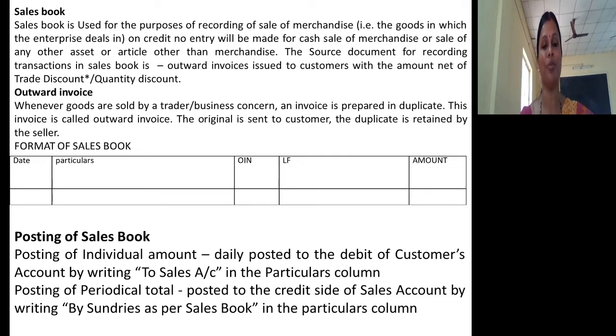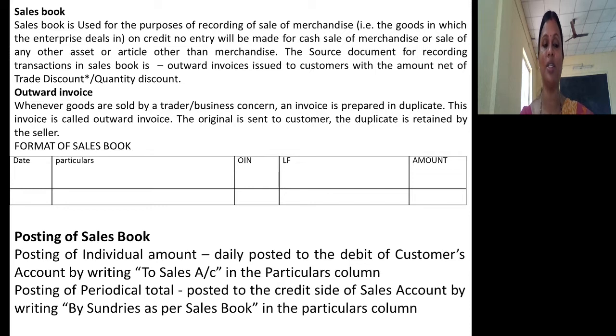While preparing the sales book, you will take into consideration the outward invoice issued to the customer, and in the amount column you will record the amount net of trade discount. That is, the list price of the goods the organization sold minus the trade discount given to the customer. From the list price you deduct the trade discount, and that net amount you record in the sales book.